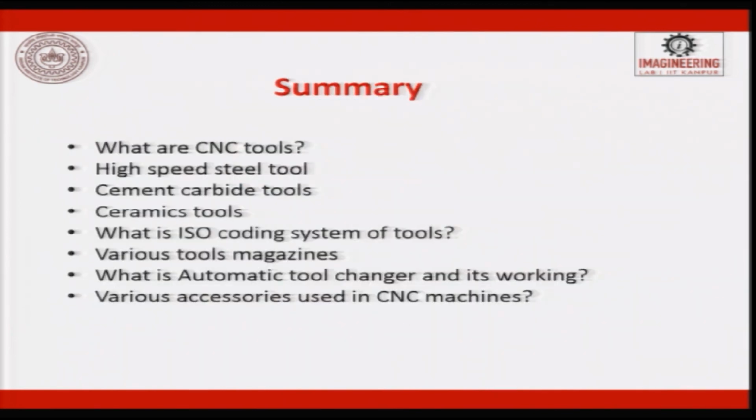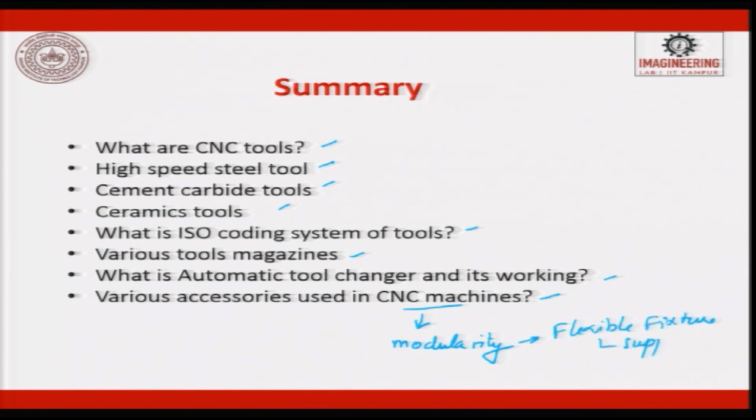To summarize what we discussed: we saw the CNC cutting tool, then different types of tools, then the code used for cutting tools, then the code used for inserts, then various tool magazines, how an ATC works, and the various other accessories used in CNC machines, which are towards modularity. We saw flexible fixturing, where it has to support and clamp a workpiece of complex geometry. So, thank you.